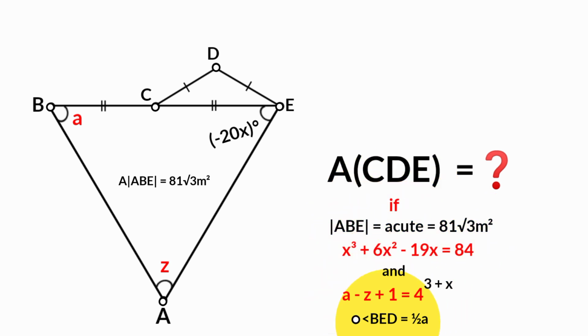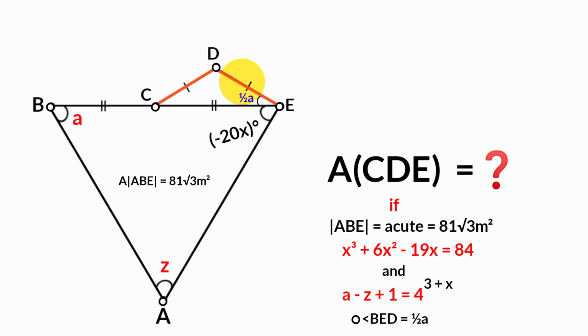Here they said angle BED is 1 over 2a. That is, this angle BED is 1 over 2a in size. Here, this point C is the midpoint of line BE. That is, this line BC and this line CE are equal in length. And we can see this side CD and this side DE are also congruent.